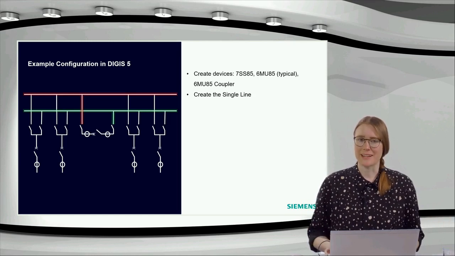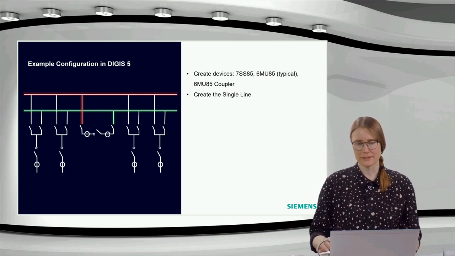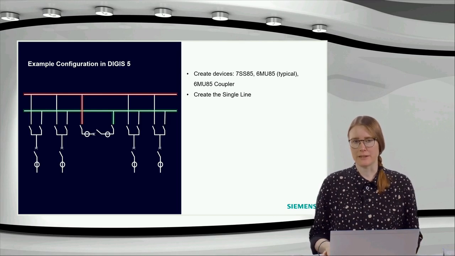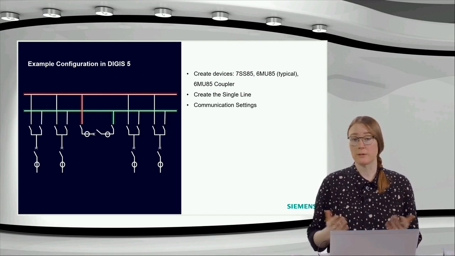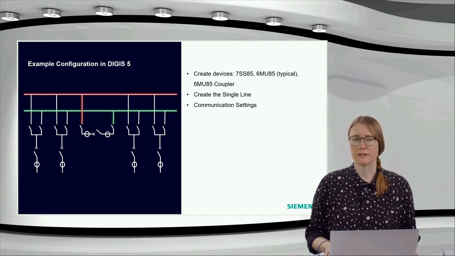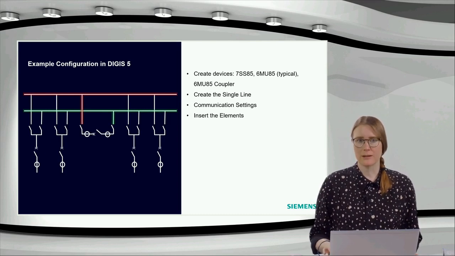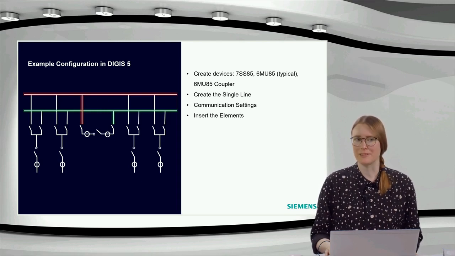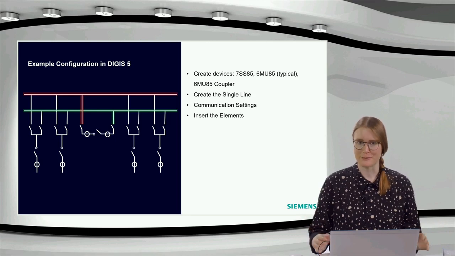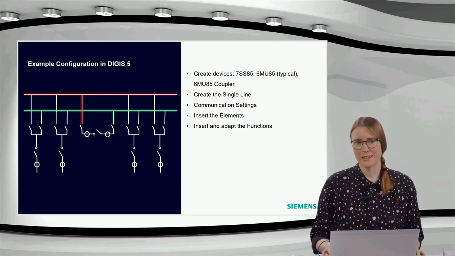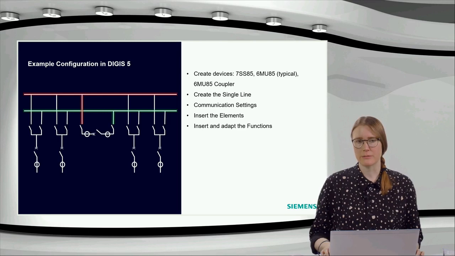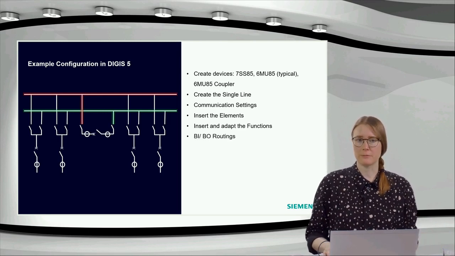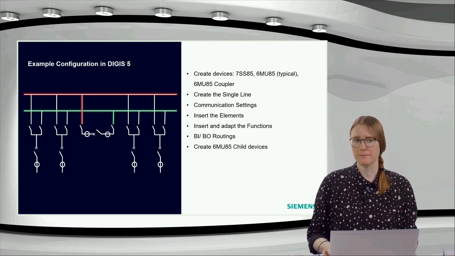We create, of course, the devices, the 7SS85, the 6MU85 typical, and the 6MU85 coupler. We will reconfigure the communication settings. We need, of course, to insert all the elements that we see here in this example, all the disconnectors, current transformers, circuit breakers. We insert in the depth the functions that we want to use. We will do the binary input and binary output routing in the information routing.